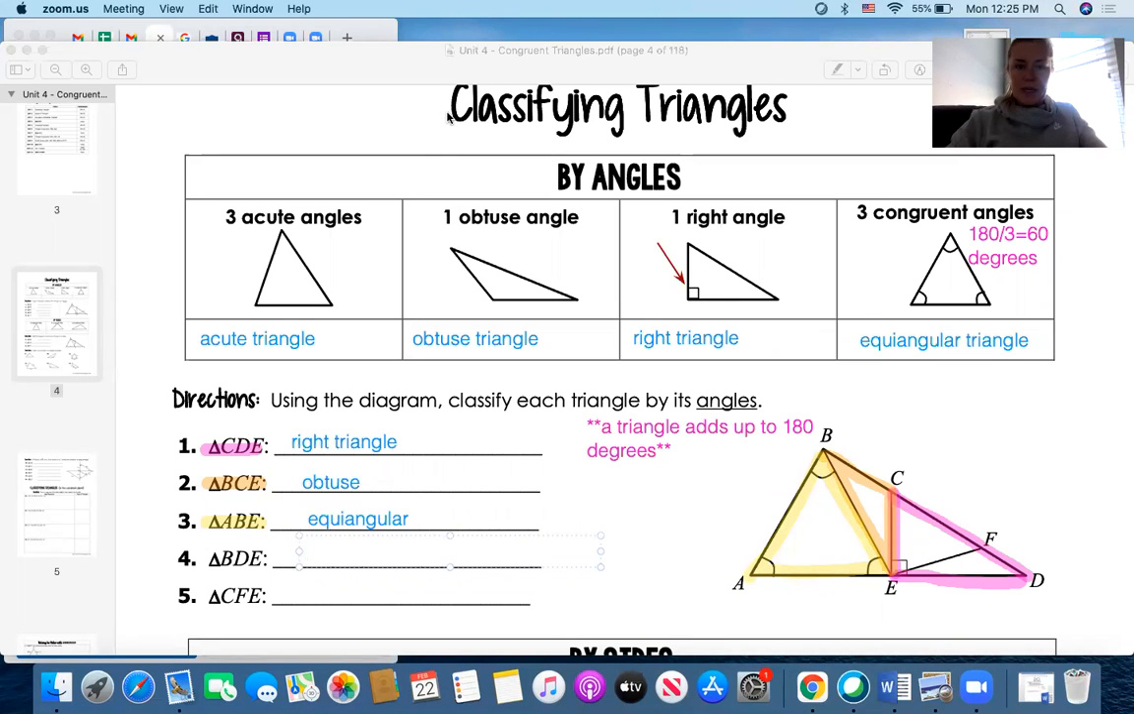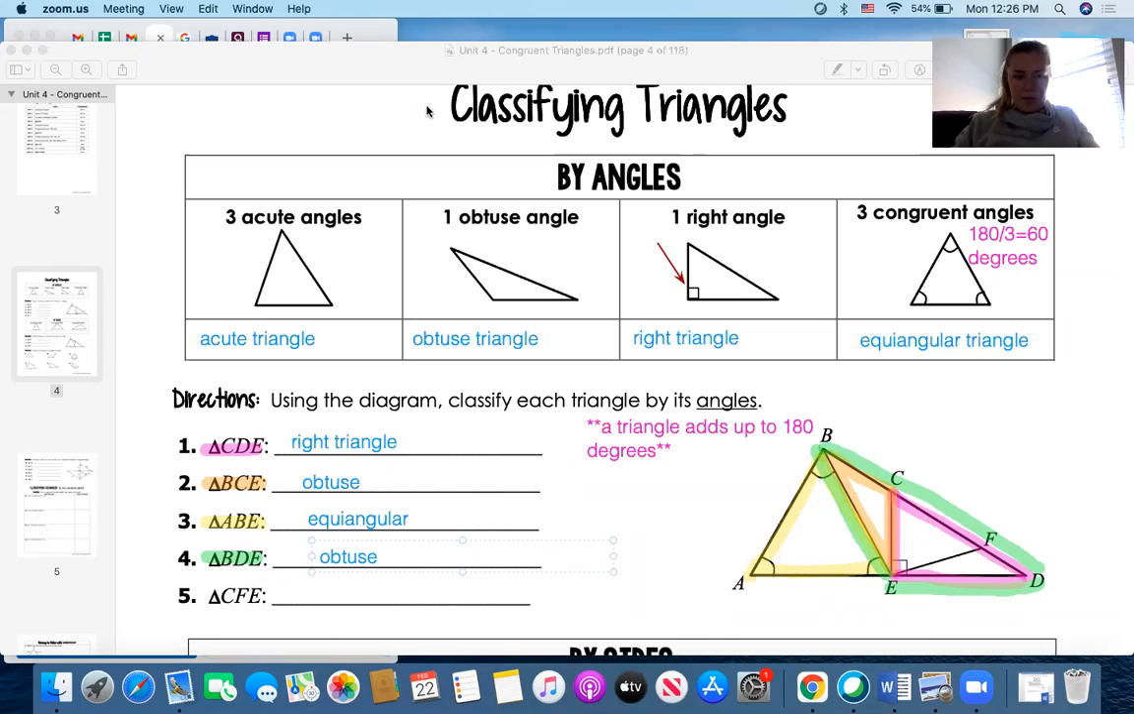Then we have BDE. So it's this one right here. Something that I noticed right away is this right here is 90 degrees. And then we still have this extra space left over here. So that means that this triangle has to have an angle that's larger than 90 degrees. Therefore, it would be, yep, obtuse. Good job.